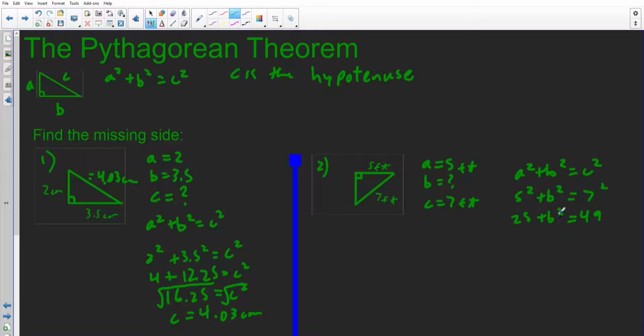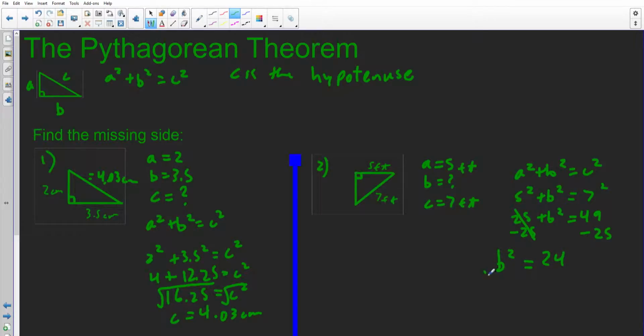Now what we need to do is get b by itself. Just like the algebra we had in the last lesson, we're going to move the 25 over. Maybe I should show the step here. To move the 25 over, we're going to subtract 25 from this side, which cancels that out, but we always have to do the same thing on the other side. So we took away 25 on this side of the equation to get rid of the 25, and we have to do the same thing on the other side. All we're doing is moving this over using algebra. So then b squared is equal to 49 minus 25, so that's equal to 24.